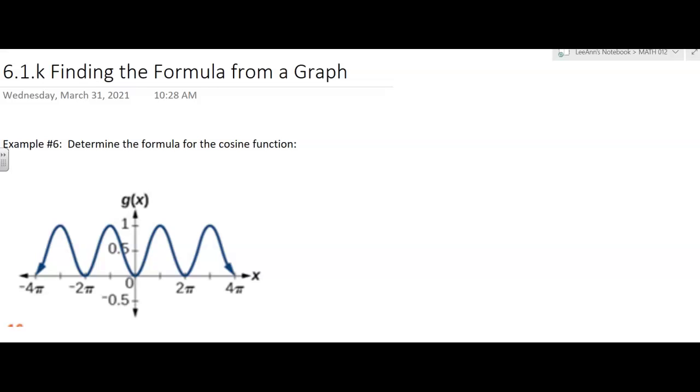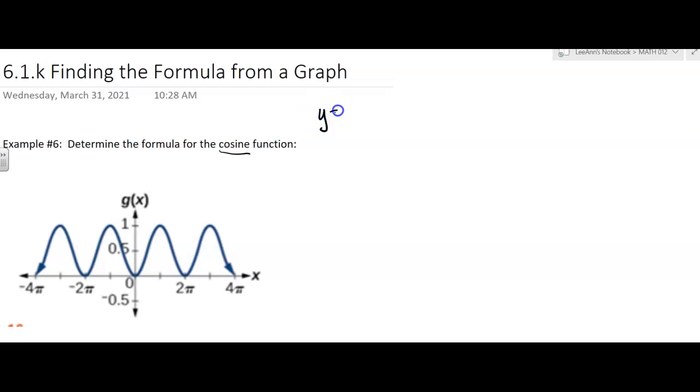So in this example, they want us to find the formula from a graph. They give us this graph, and then we're supposed to determine the formula for the cosine function. Now remember, because of a phase shift, it could be sine or cosine, but they're telling us to use cosine. And it makes sense to use that in this example. We'll talk about that in a second.